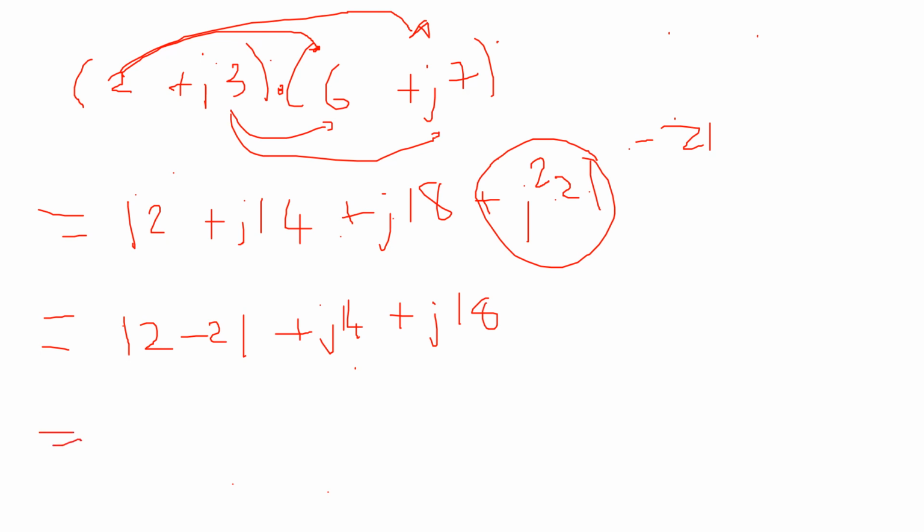Okay, so when you put on your calculator 12 minus 21, that is going to be negative 9. And then you also put 14 plus 18, which is going to give us plus j32. Okay, that's how you simplify it. As easy as that. And then now lastly, we're going to look at number E.